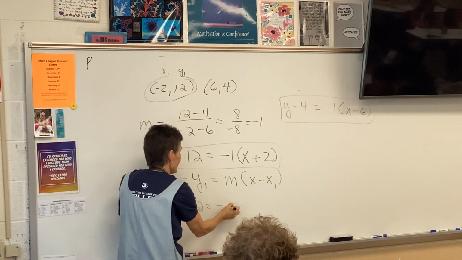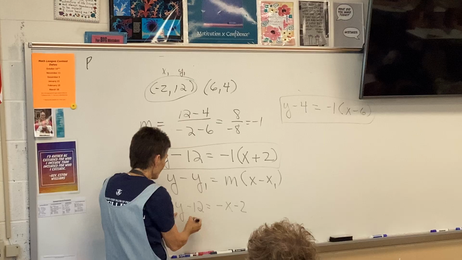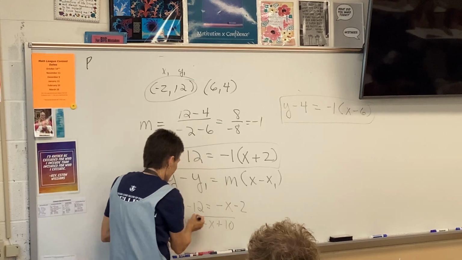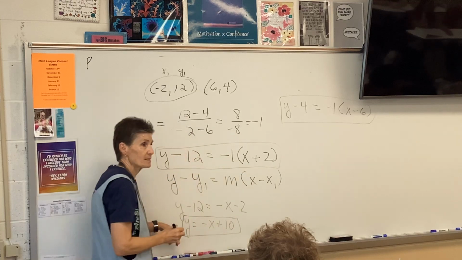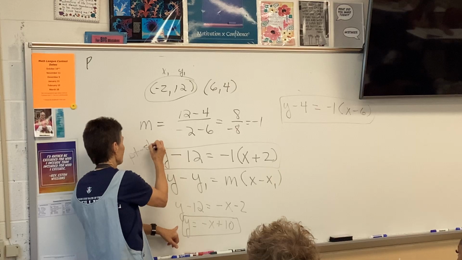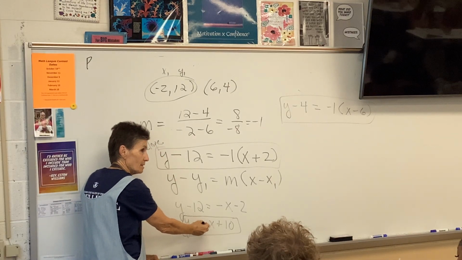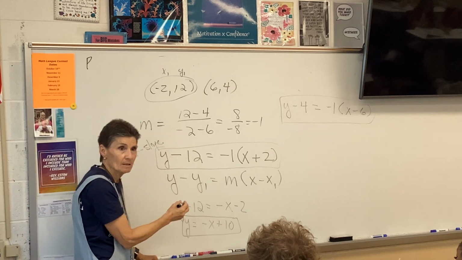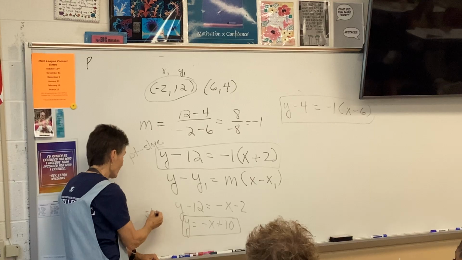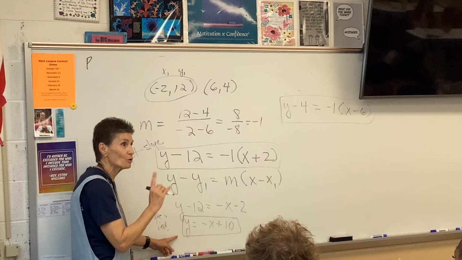Let's take this guy right here and let's distribute. So we have negative x minus 2. And then let's add the 12 to the other side. And we would have this, which isn't the point slope form. This is the point slope, okay? What's this column? We have y equals negative 1x plus 10. Remember what that's called? Slope intercept. That's your slope intercept.